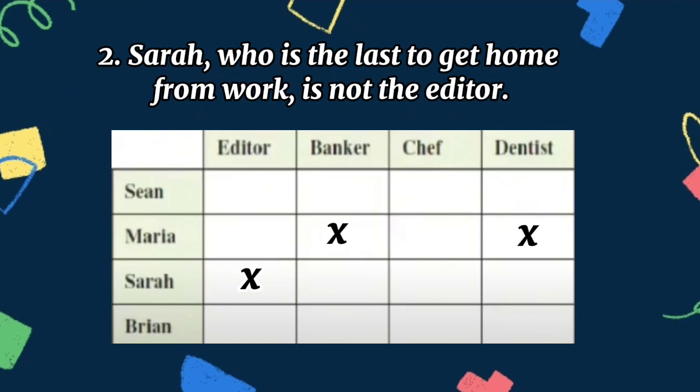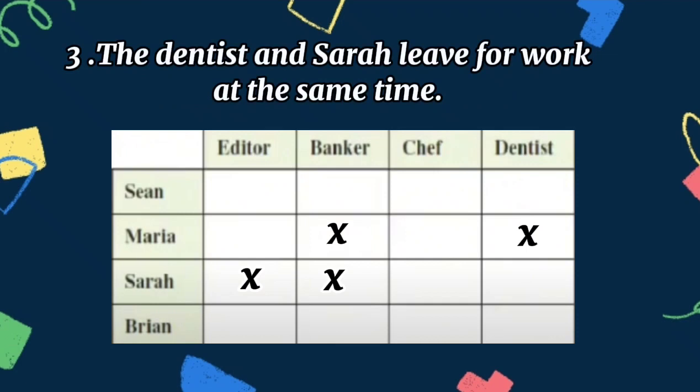The first statement said that Maria goes home before the banker, so the banker cannot be the last to go home. It also means that Sarah is not the banker, because Sarah is the last to get home. The third clue said that the dentist and Sarah leave for work at the same time, so they cannot be the same person. We will put the X mark here because Sarah is not the dentist. So Sarah is not an editor, banker, or dentist, then she must be the chef.